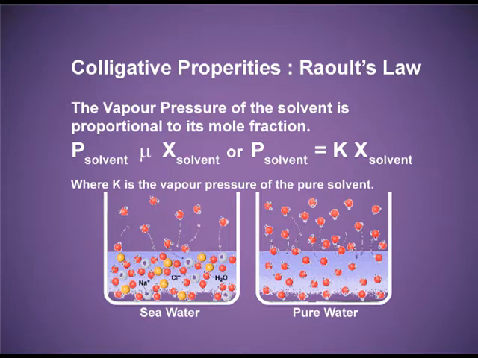In figure B, we have pure water. There is no salt. So, on the surface, we totally have water molecules and they are getting a greater chance to escape and to convert into water vapor. Now you can compare the two figures and understand that there will be a lowering in the vapor pressure when a non-volatile solute is mixed.